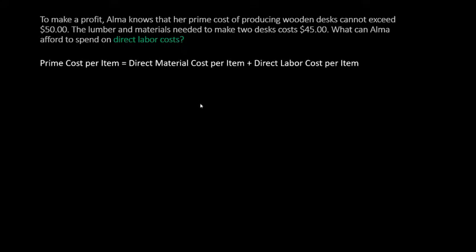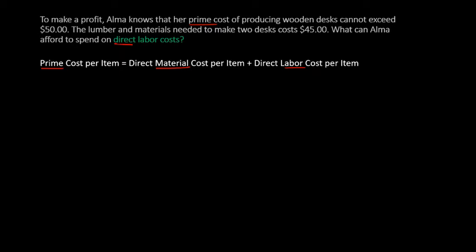Well, we're still going to take a look at our prime cost equation because notice that they did mention all of the elements of this equation. They mentioned direct labor costs, right? Prime cost was mentioned. And finally, lumber and materials needed, so they mentioned the material cost. So they've mentioned these three elements of this equation.